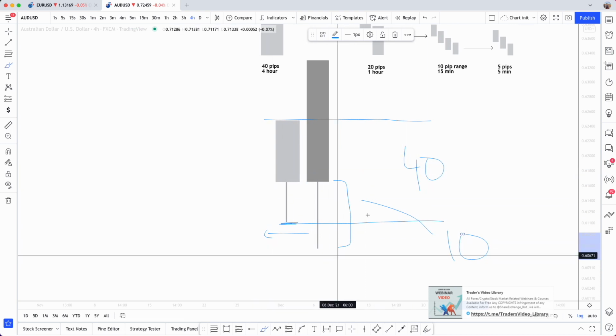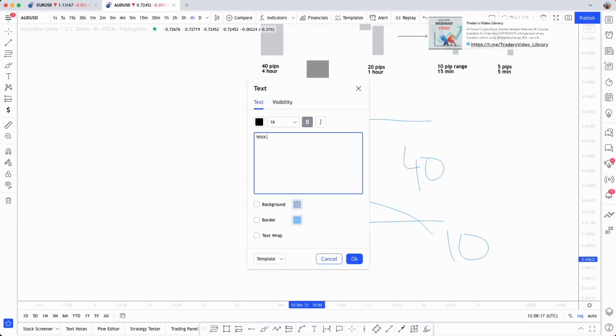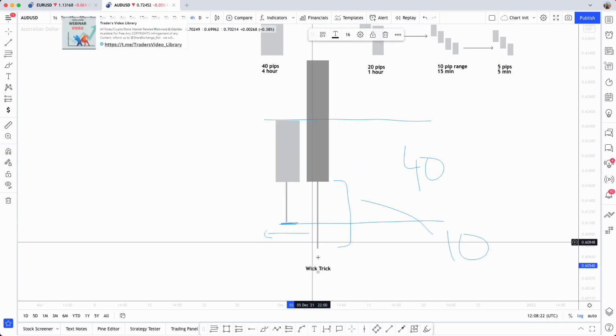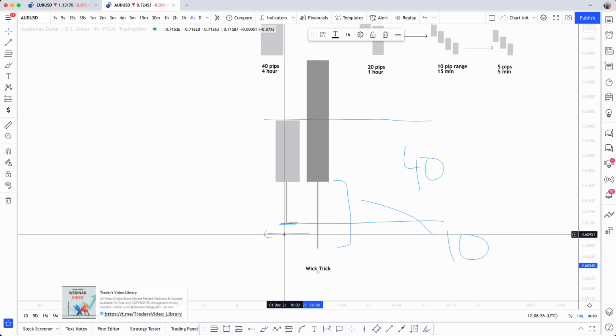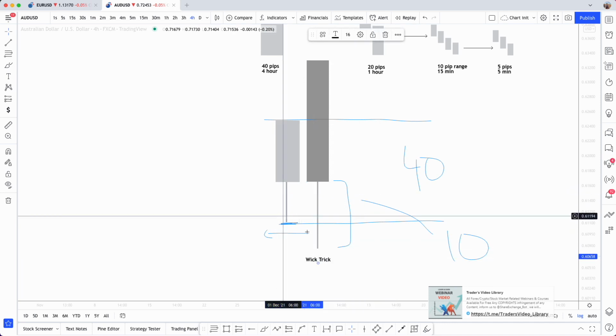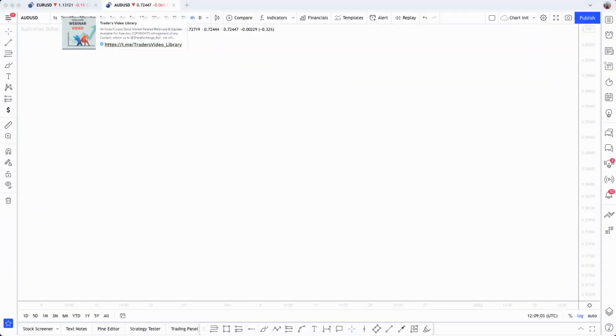So this is what we call a wick trick. And this form of liquidity grab is what we call an LG, which is liquidity grab. So that's what we call our wick trick. That's another form of entry. And again, this can be used on any time frame that you use. We also have other forms of refinement.